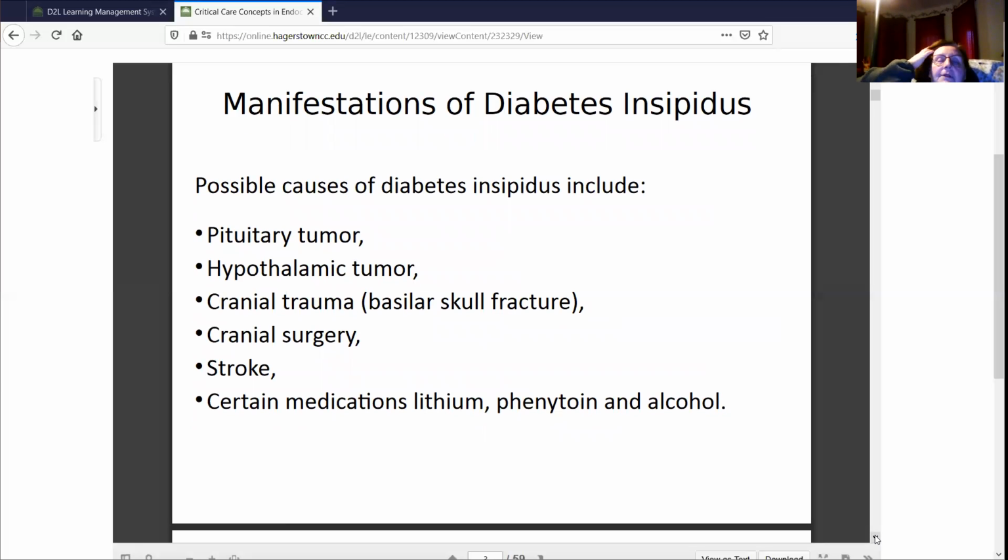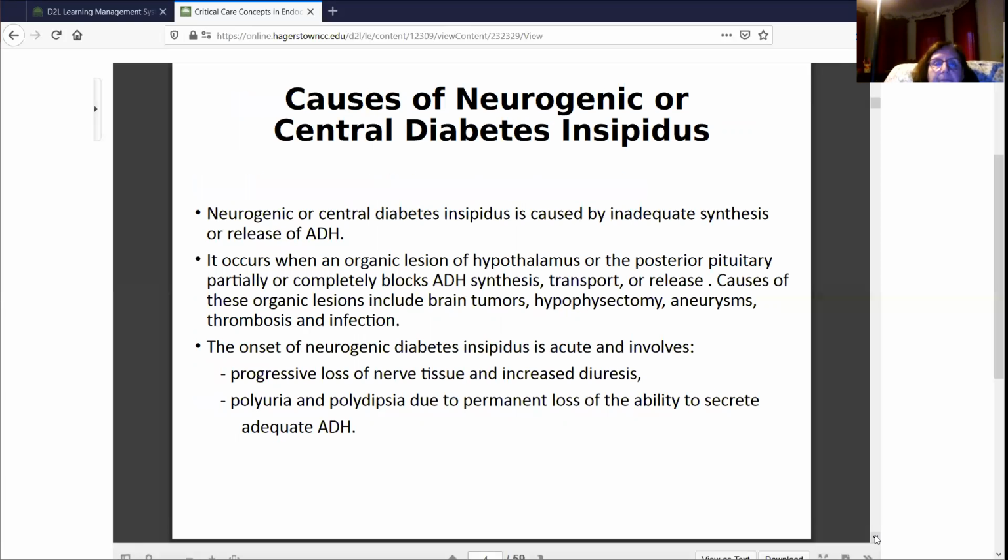So, what are the manifestations? The manifestations of diabetes insipidus are possible pituitary tumors, hypothalamic tumors, cranial trauma, basal skull fracture. You see this sometimes with motor vehicle accidents. People didn't have their seatbelt on and they hit their head. Okay, cranial surgery, stroke. Certain medications can cause this, such as lithium, phenytoin, and alcohol. Okay. So causes of neurogenic or central diabetes insipidus.